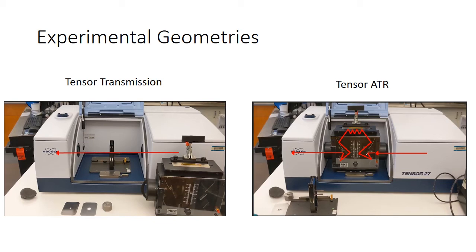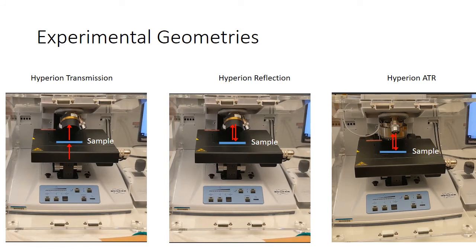If we look at the Hyperion microscope, there's three geometries we can use. On the microscope, your sample is going to sit on the sample stage in all of these cases. And we can do a transmission experiment where we direct the light in through the bottom of the microscope, through the sample, and then collect it up through these objectives. We can also do a reflection experiment in which we bring the infrared light in from the top through one of the objectives. It bounces off of your sample and then comes back up again through that same objective to be collected.